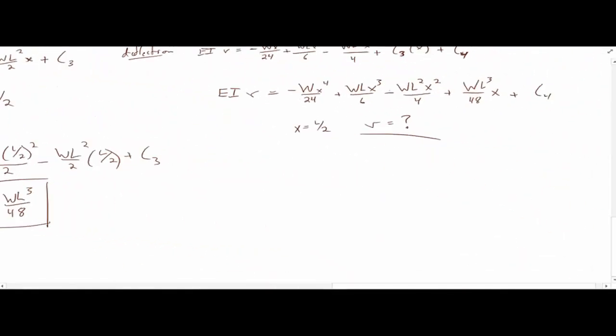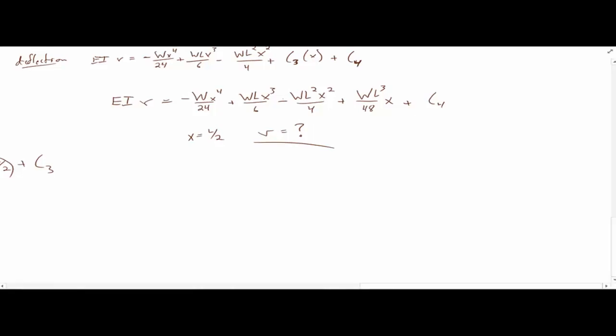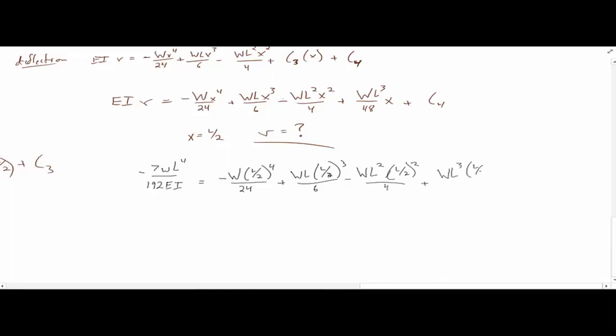So using that, we can come back over here to our other equation, what we're solving for, and say, well, we know at L over 2 this is what our deflection is, so we can just plug that value in and say negative 7WL to the 4th over 192 EI equals negative W multiplied to (L over 2) to the 4th divided by 24 plus WL (L over 2) cubed over 6 minus WL squared multiplied to (L over 2) squared divided by 4 plus WL cubed multiplied to L over 2 divided by 48 plus C sub 4. So this is a pretty big mess, solving this equation.